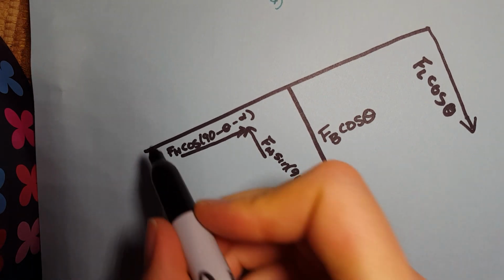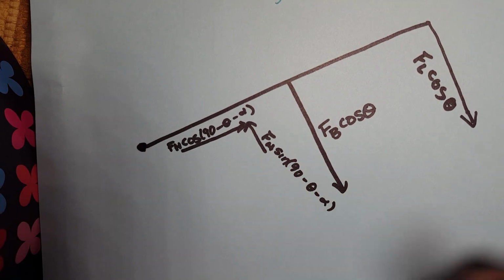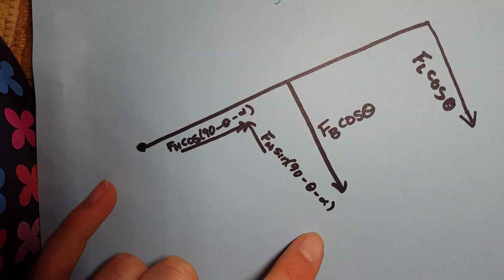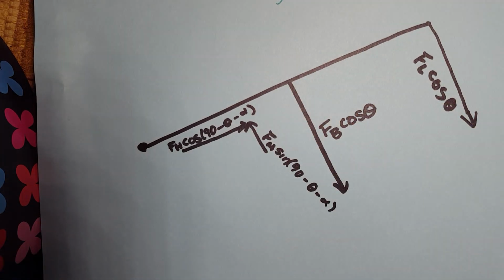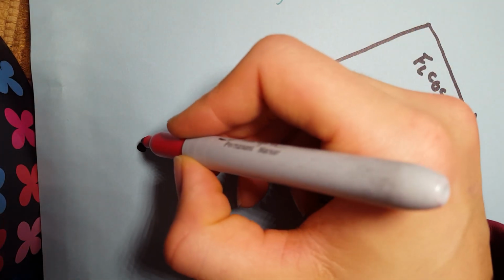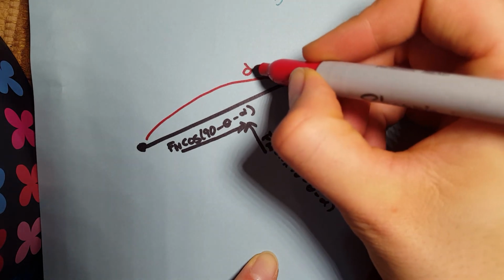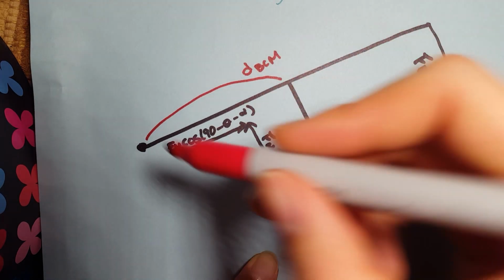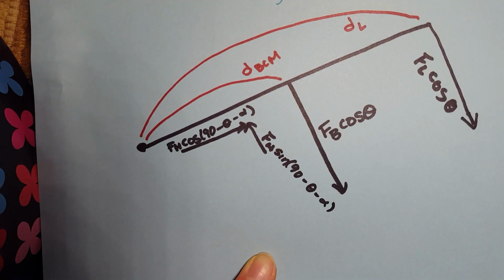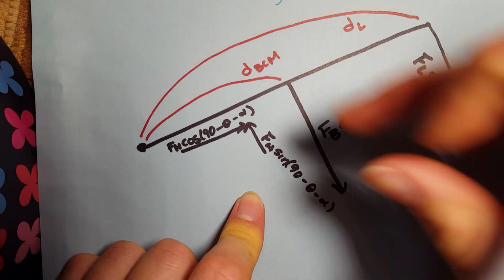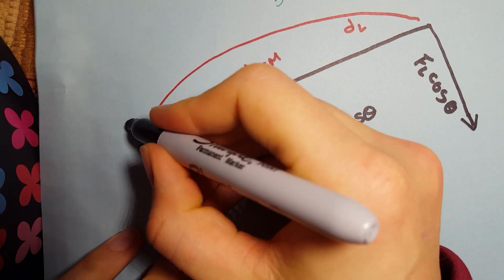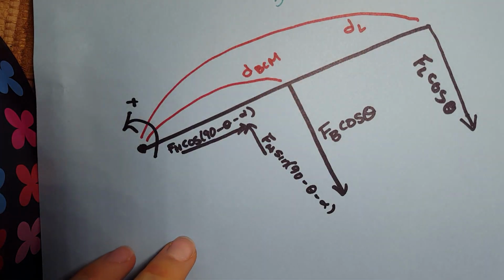Okay, so here's our pivot point right here in this location. We know our distance. I drew it in the other picture, but our distance there was dBcm. So from here to here is dBcm. From here to here was dL. So those are both going to give us negative torques, because anything that causes a counterclockwise rotation gives us a positive torque.